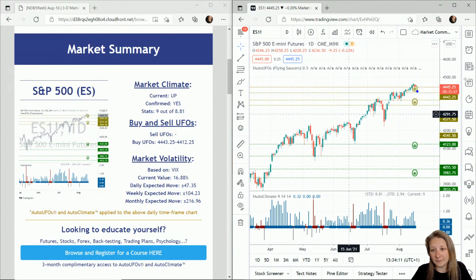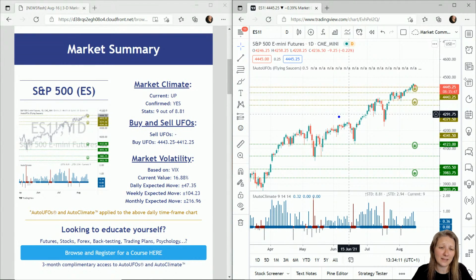We also have UFOs here between 44.43.25 to 43.71.50. That's where we have the closest stack of buy orders. So we've got buying beneath us in the context of a climate that's already up. Overall probability upwards here on the S&P.